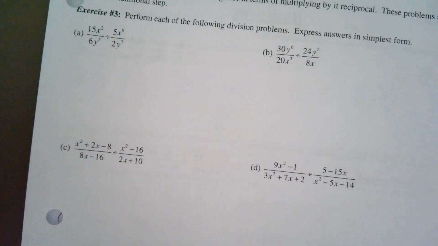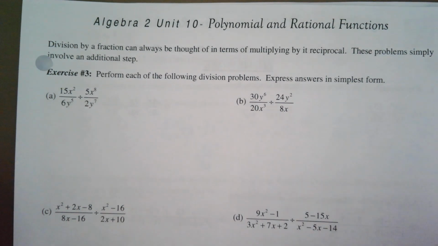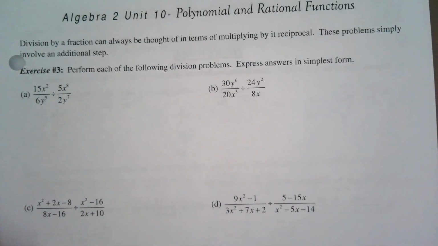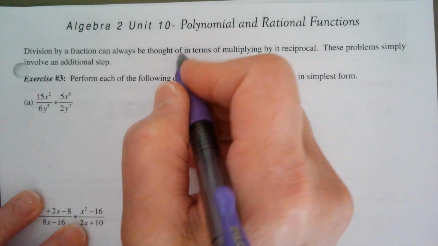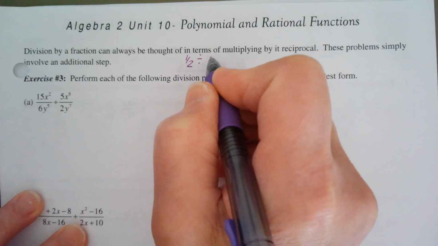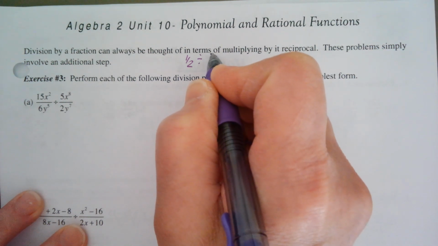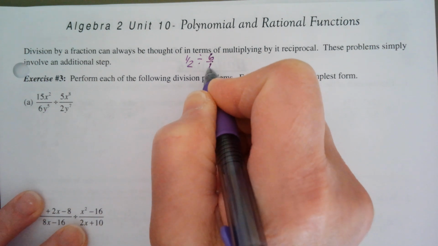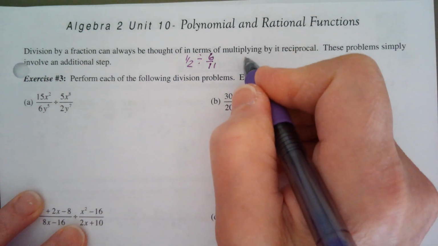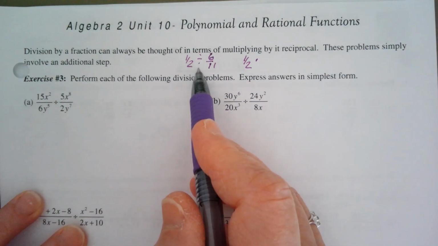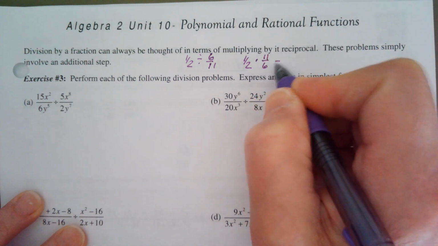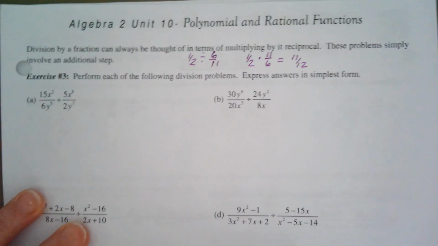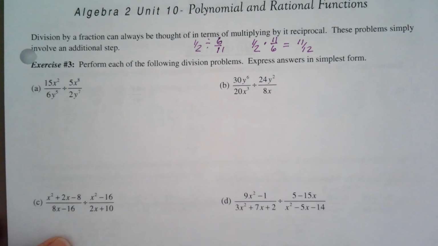Next, division. Division by a fraction can always be thought of in terms of multiplying by its reciprocal, right? Just keep in mind, way back in grade school, if you had 1/2 divided by 6/11, you would keep the first fraction, 1/2 times, and keep change, flip, and flip the second fraction. Nothing divides out there, we'd have 11/12. Right? Keep change, flip. But we don't use that, not at the Algebra 2 level. We say we multiply by the reciprocal.